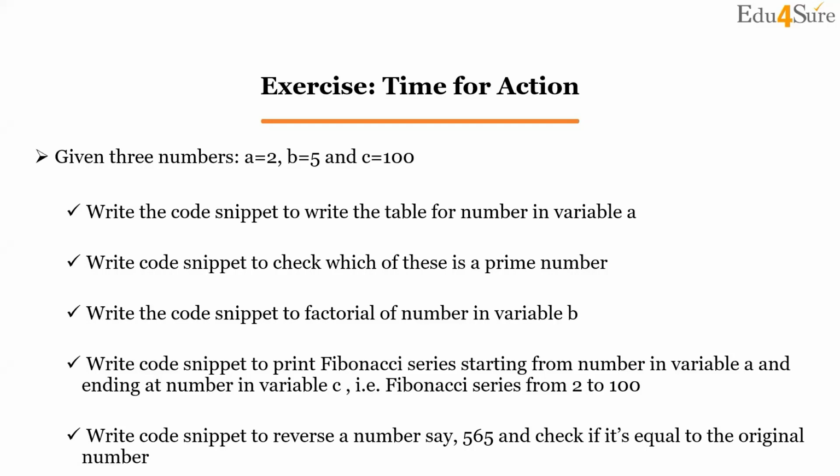Now, it's time for a practice exercise. Given three numbers, a equals 2, b equals 5, and c equals 100, you need to write a code snippet to write the table for the number in variable a. Similarly, write a code snippet to check which of a, b, and c is a prime number. Similarly, write a code snippet to calculate the factorial of the number in variable b. You need to write a code snippet to print the Fibonacci series starting from the number in variable a and ending at the number in variable c, that is, the Fibonacci series from 2 to 100.